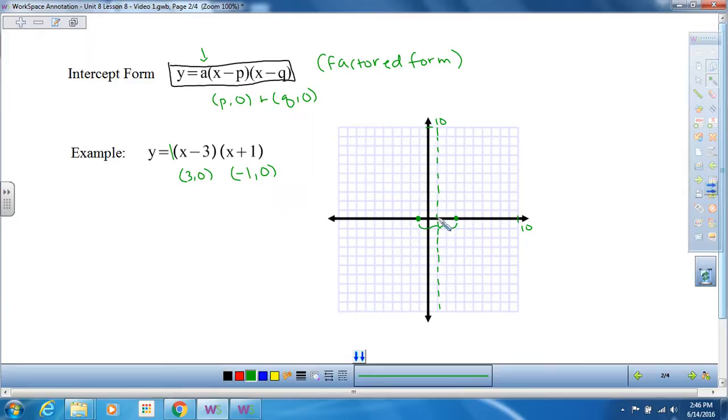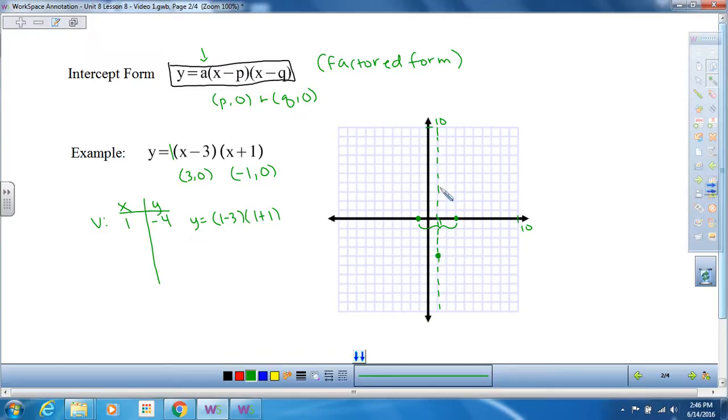So I'm going to plug in this number here, which is 1. I'm going to plug in 1 for x and figure out what the y value is. So for the vertex, I have to plug in 1 for x. Okay, so I just type that in my calculator, and I get -4. So my vertex is right here.